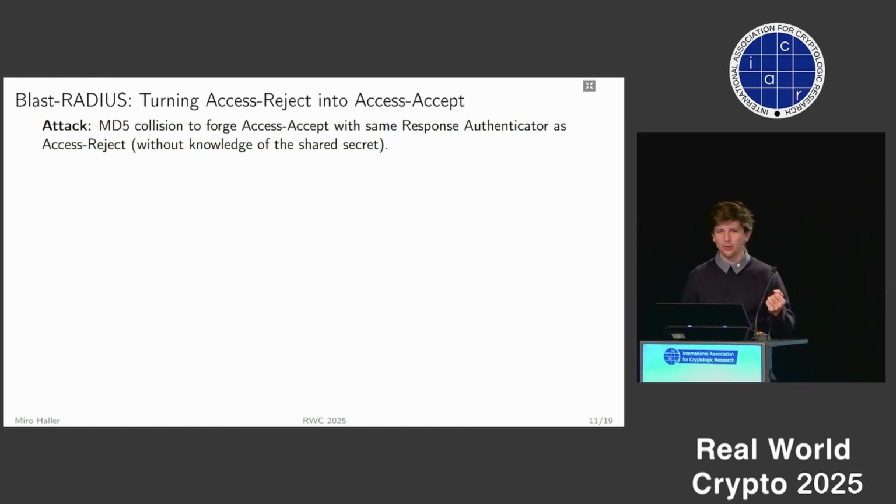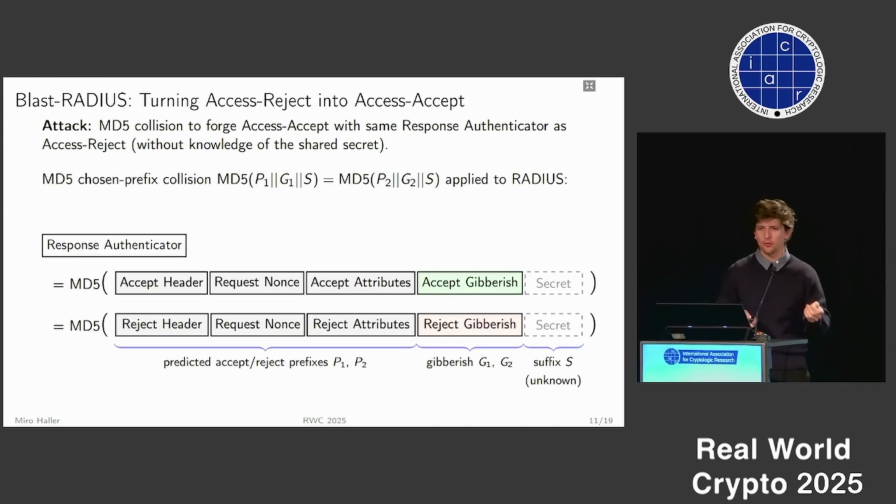So recall that the goal is to use these MD5 collisions to forge an access accept that has the same response authenticator as a predicted access reject. To do this, the adversary sets the header, nonce, and attributes of both the accept and the reject as the prefixes, then runs the MD5 chosen prefix collision attack to compute gibberish strings for the accept and the reject. And at this point, the prefixes and the gibberish both collide.